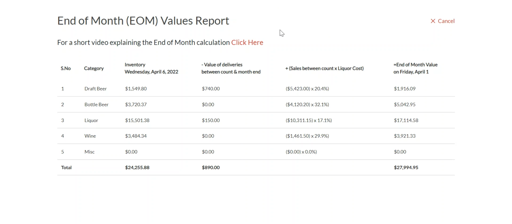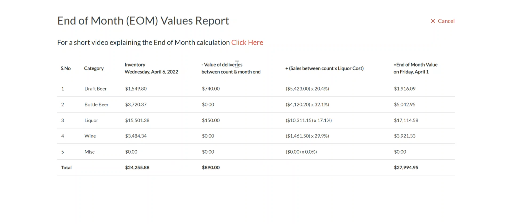We've got a bar here that did an inventory count on the 6th of April, and therefore they want to know what their inventory values were on the 1st of April. So what we do is we have a starting point. We know with certainty, because this is when the count was done, what the inventory value was on the 6th. It was 24,000 in this case. And then there are two things that have changed the value of the inventory between the 1st and the 6th.